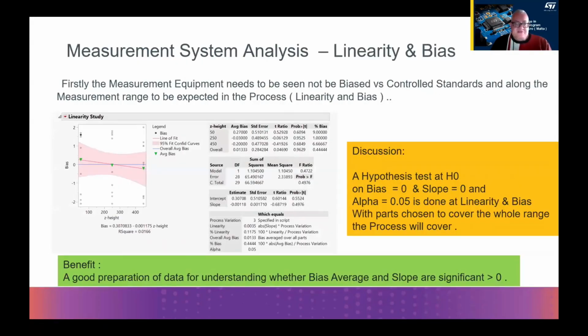The measurement, here we see an example of linearity and bias. It also helps us analytically, statistically to see that the average of the bias is 0, okay? And also that we have a hypothesis on the slope, which gives us a slope also of 0, that basically is flat along the tolerance of our parts, and basically we have a good bias which is stable along the tolerance.